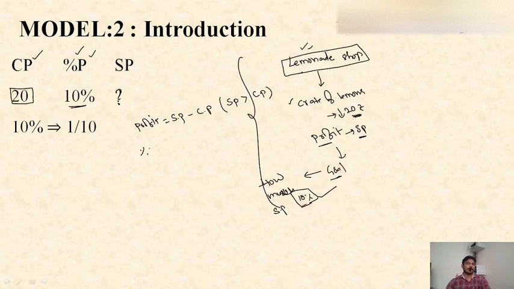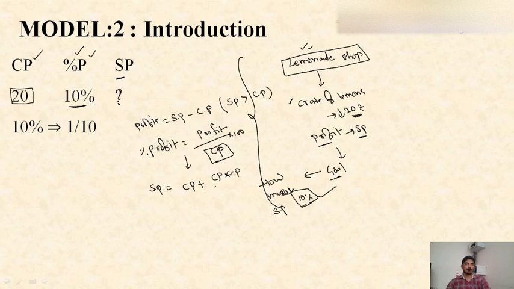If you want the percentage of profit, that will be profit divided by the cost price into 100. I already told that whether it is profit or loss, it is always dependent on the cost price of an item. So in this problem, let us try to find the selling price. In order to get the selling price, what is the formula involved? From this formula only we derive this: selling price will be equal to cost price plus cost price into percentage of profit divided by 100.